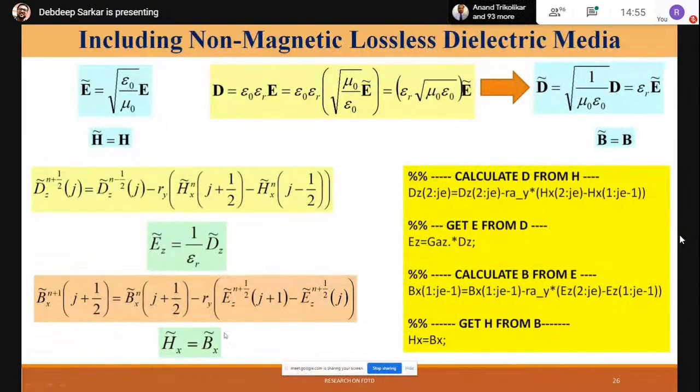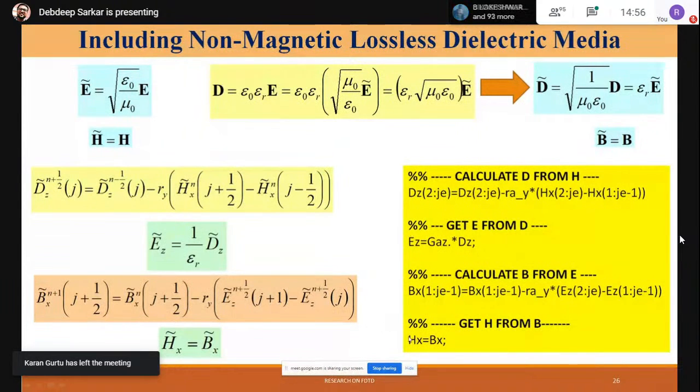In terms of H, since it is non-magnetic, we normalize it in a way. I think I should have mentioned 1 upon mu naught; probably that term is missed over here. So I have put a code snippet showing how these things are actually going to be programmed in terms of these real quantities.